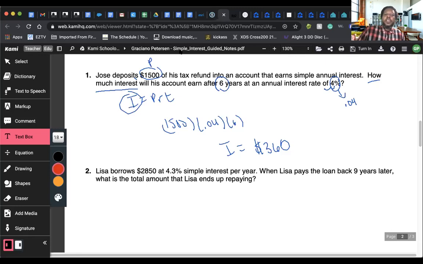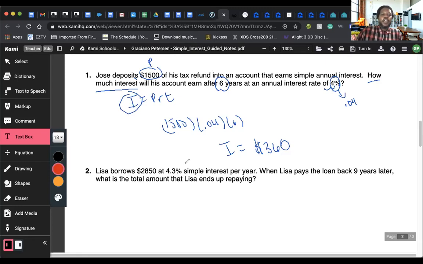The trick here is that no bank actually gives you 4% interest, especially these days. But after 6 years, he can earn $360. Most banks give you like 0.5% interest now. So good luck actually earning money in a bank account these days.